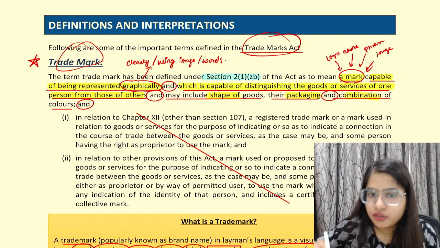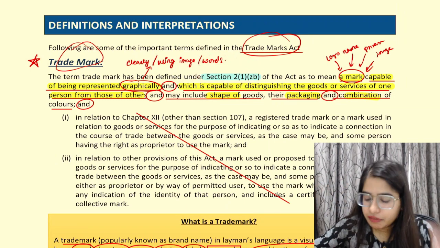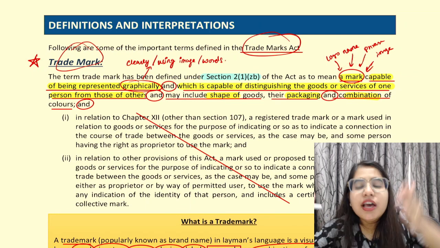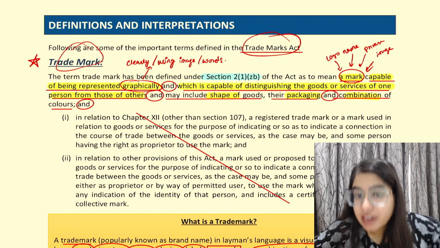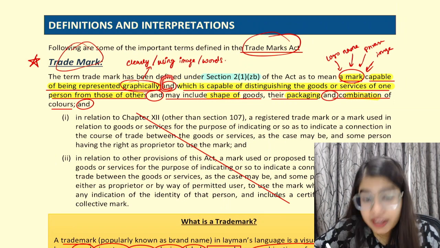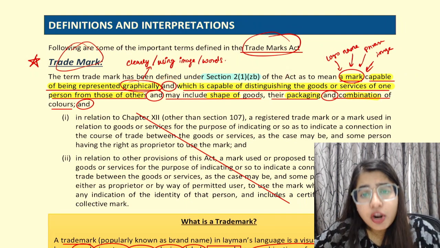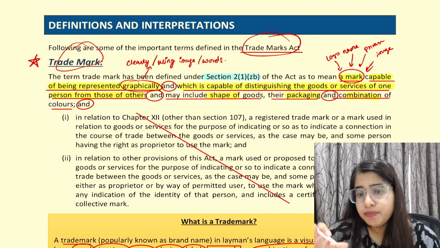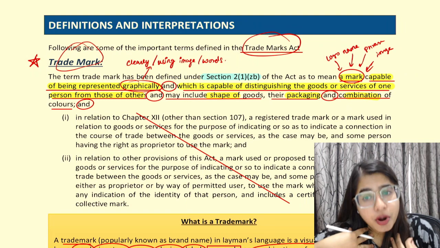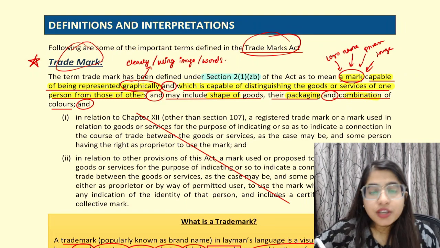I hope you have understood till now that this definition is very important. The definition of trademark given in section 21ZB says that it means any mark which is, number one, capable of being represented graphically, meaning you are able to represent it in words and images, and both the conditions should be satisfied. And which is capable of distinguishing goods and service of one person from another. We are capable of distinguishing our product and service from the other's product and service. And trademark also includes shape of the goods.